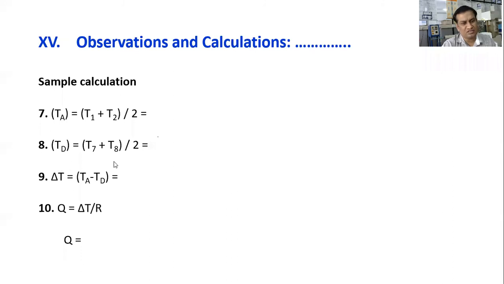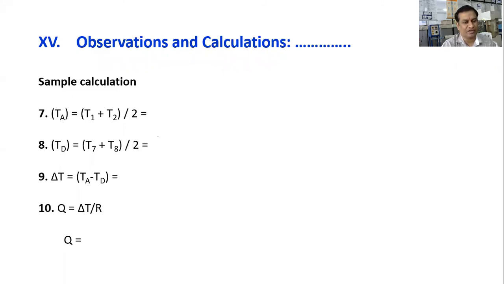Now, if you consider the overall composite wall, then you have to calculate this delta T with the help of the difference between TA and TD. So this TA is T1 plus T2 by 2, and this TD is nothing but T7 plus T8 by 2. So this delta T can be calculated as TA minus TD. Now the formula for Q is delta T upon R. So we have already calculated this delta T. We have already calculated this capital R with the help of R1 plus R2 plus R3 formula. Now you can calculate this Q as delta T upon R.